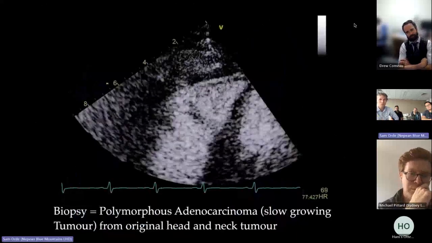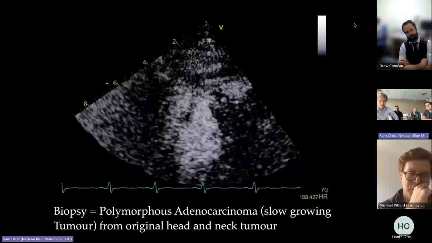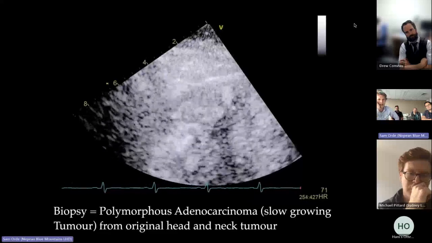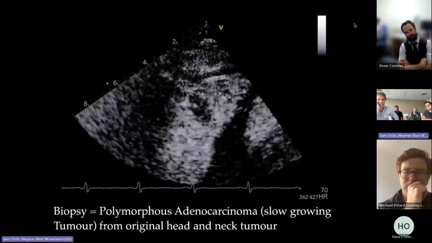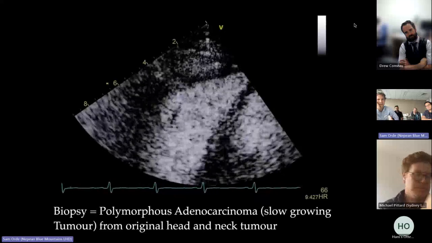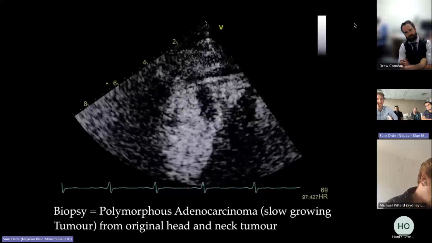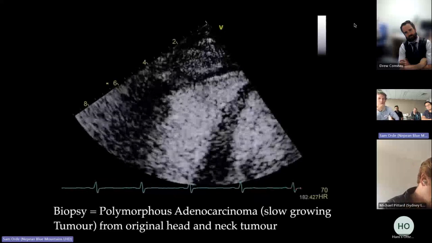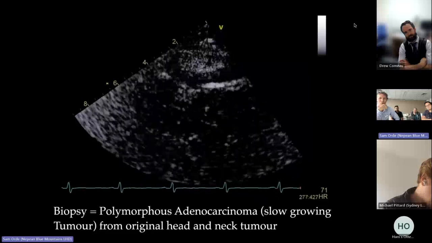And that's where contrast can really help. And what helped us with this mass is that, first of all, I think we can see that it is potentially maybe close to the moderator band, but it does look like a definitive structure all unto itself that is moving with the heart wall.